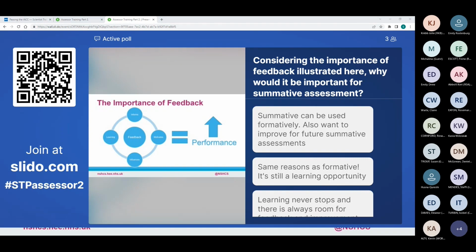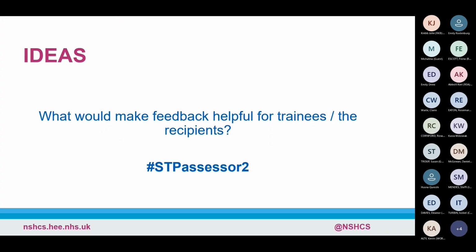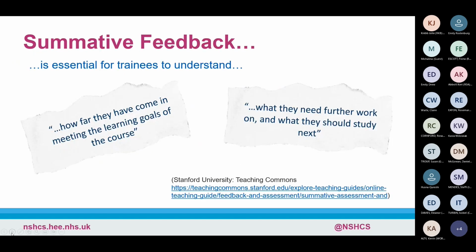Okay, so going forward then, in terms of summative feedback, this is essential for trainees to understand how they've come in meeting the learning goals of the course. So if you think about it, the IAC, as a summative assessment, is coming at the end, consolidating and bringing everything together, and saying, for the trainee to say, here I am, this is what I know, this is what I've achieved, and I am now ready to practice. But also it's essential for them to understand what they need to do next.